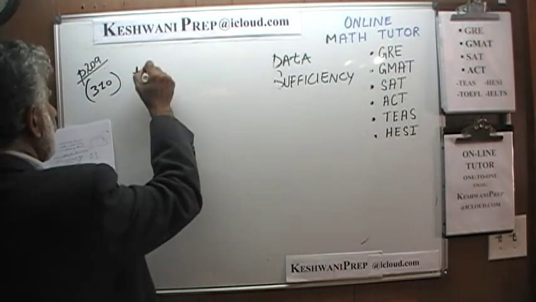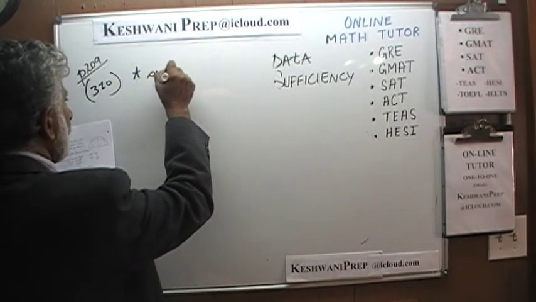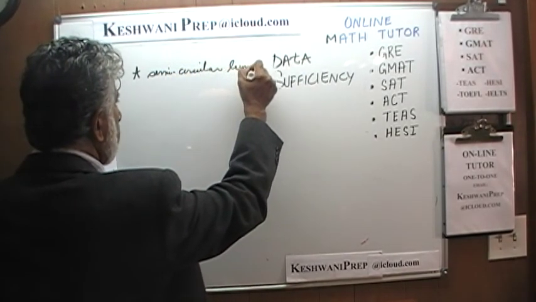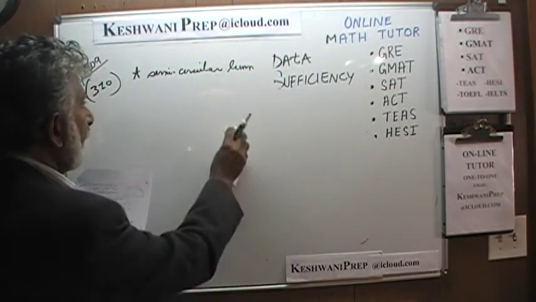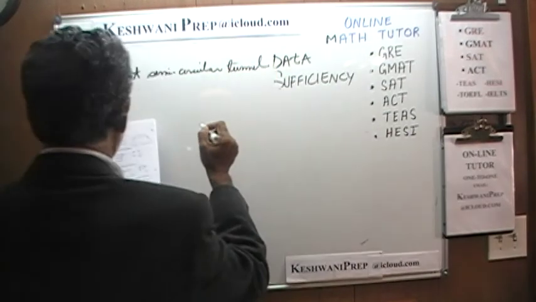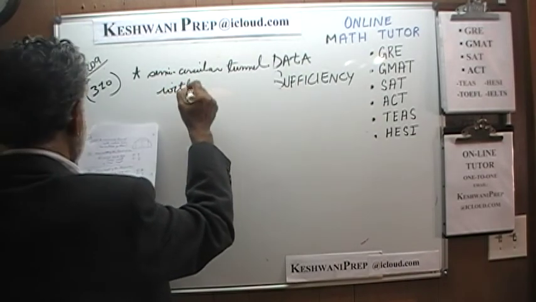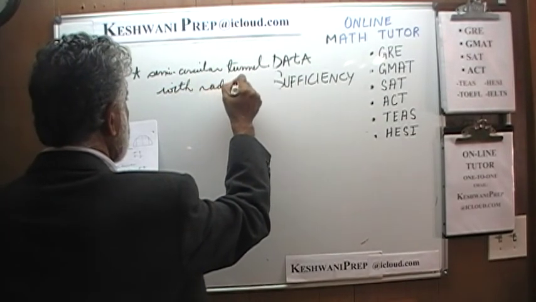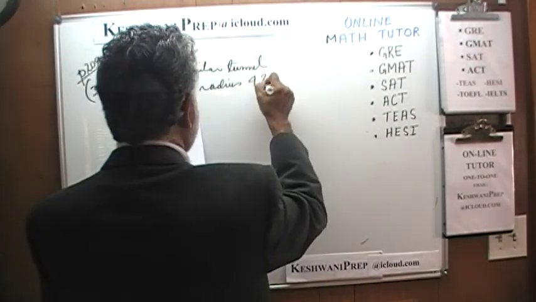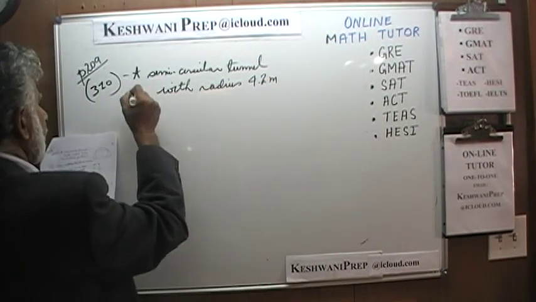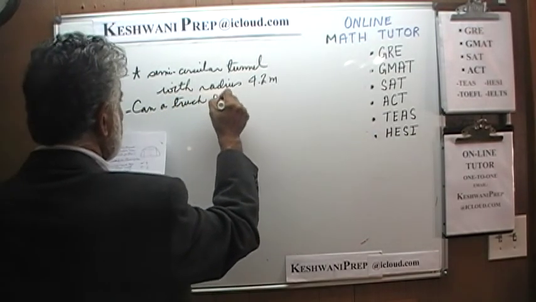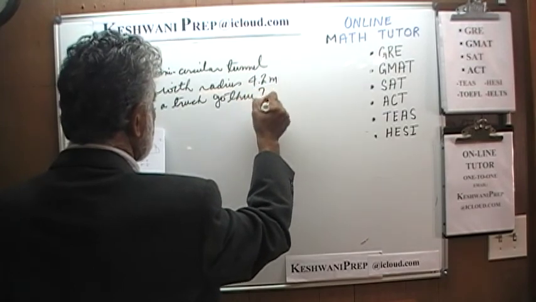310. It says that we have a semicircle. We have a semicircular tunnel. I do not know why I cannot spell it today. A semicircular tunnel with radius 4.2 meters. Let's erase this thing. It's got to get in the way. 4.2 meters. The question is, can a truck go through? Can a truck go through?